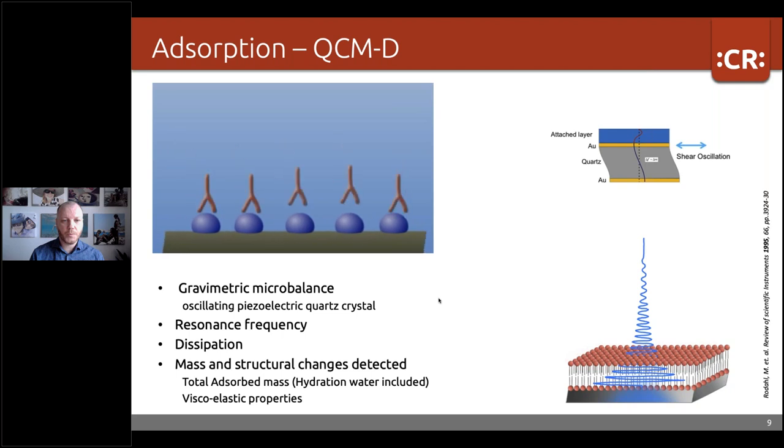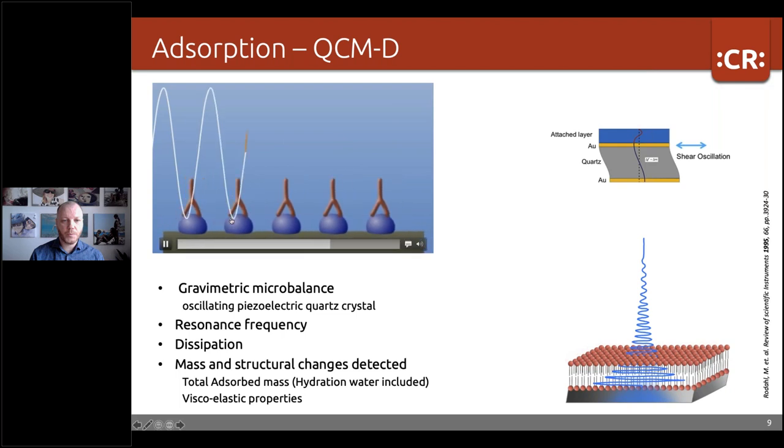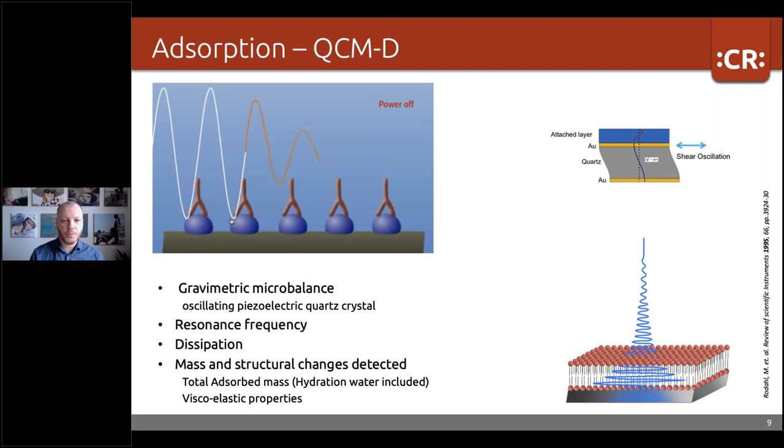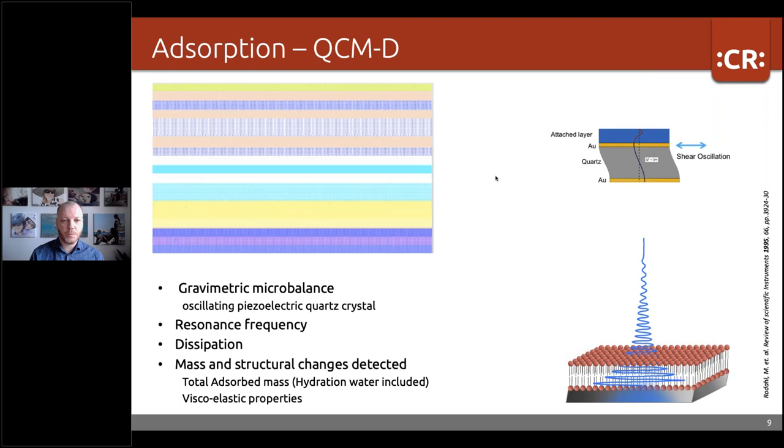Another thing with this technique is that you also measure the dissipation. And dissipation is a measure of the rigidity or floppiness of your structure. And that's measured by first finding the resonance frequency and then turning off the signal and then measuring how quickly this signal decays with time. So that's a measure of how much energy is dissipated from your system to the bulk.